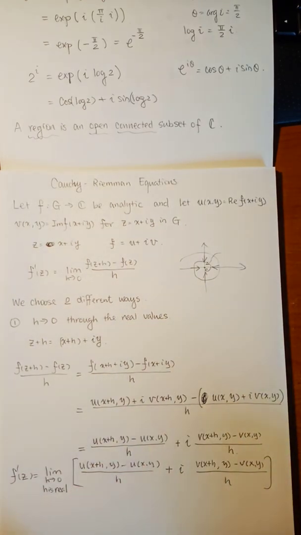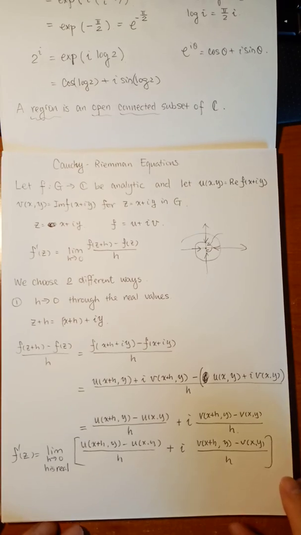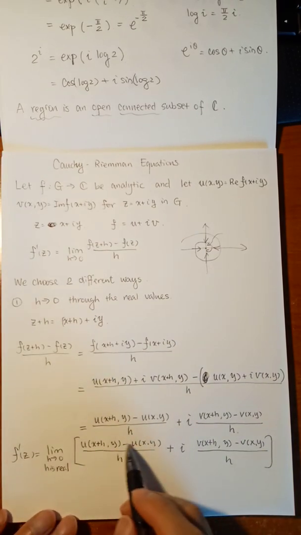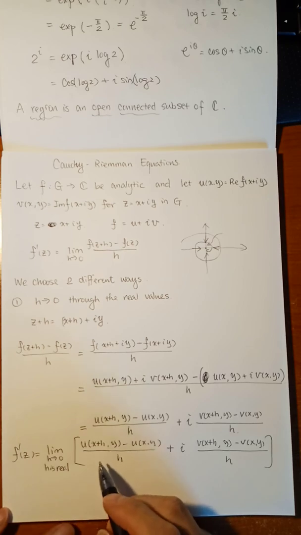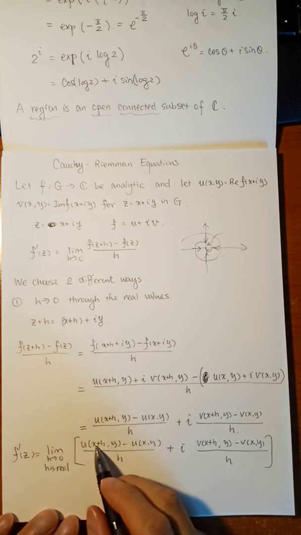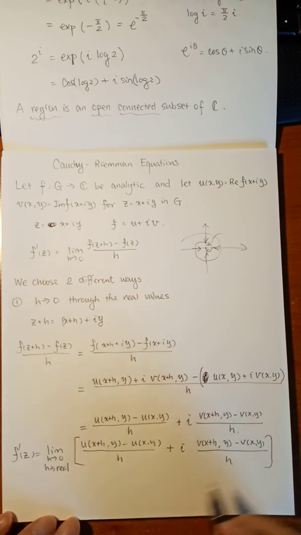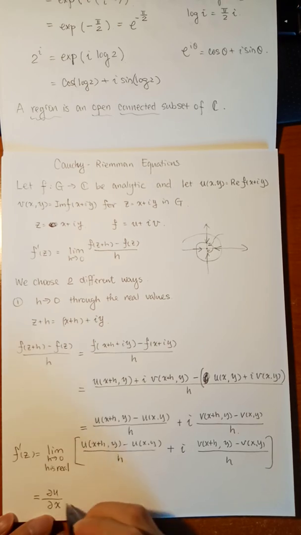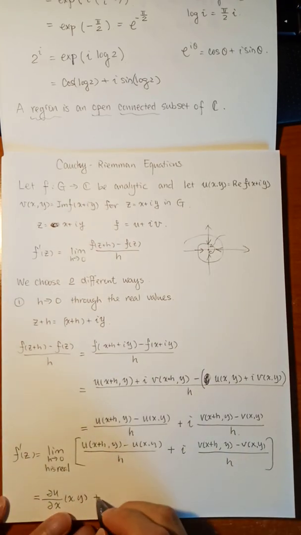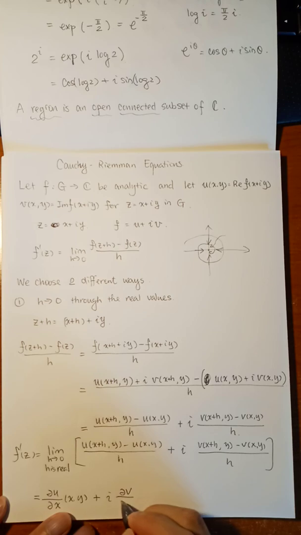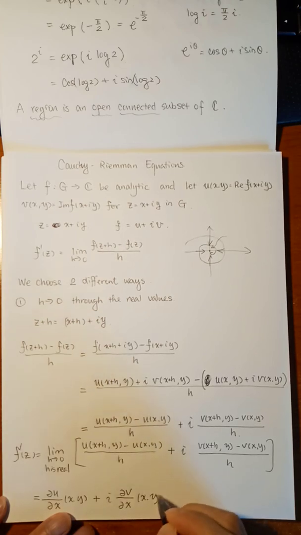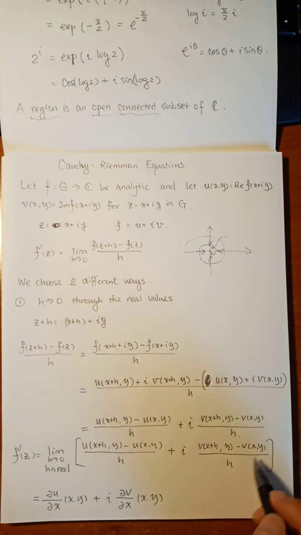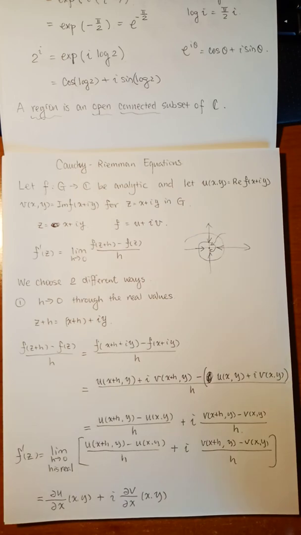Use a bracket. And this is exactly the definition of a partial derivative with respect to x. This is a partial derivative with respect to x also. So this is partial u, partial x evaluated at x, y, plus i partial v, partial x evaluated at x, y. We evaluate at this fixed point, right? Okay, that's the complete computation.